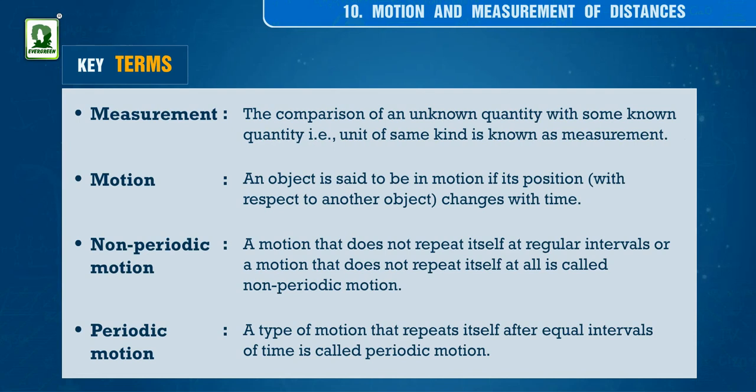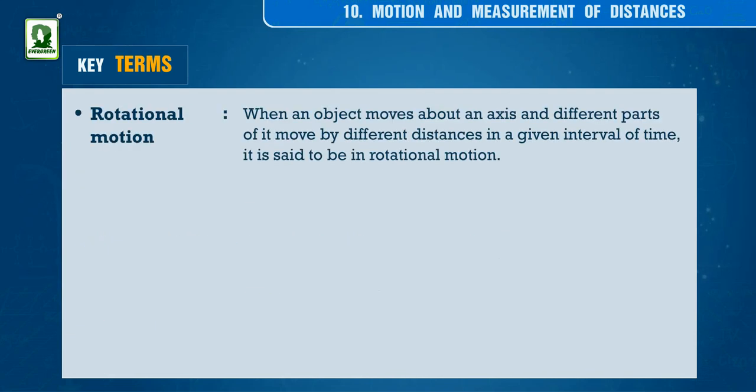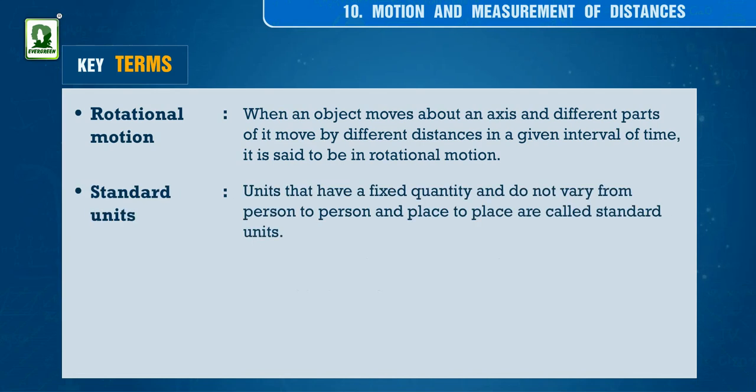Periodic motion. A type of motion that repeats itself after equal intervals of time is called periodic motion. Rotational motion. When an object moves about an axis and different parts of it move by different distances in a given interval of time, it is said to be in rotational motion. Standard units. Units that have a fixed quantity and do not vary from person to person and place to place are called standard units.